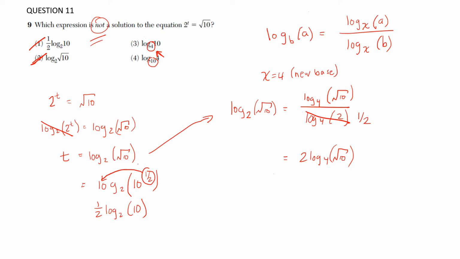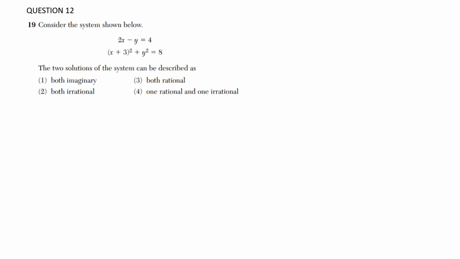And just as before, as we did over here, by that same reasoning, using the log rules, this 2 can come back up here as an exponent. So we'll have log base 4 of the square root of 10 squared, which is simply log base 4 of 10, because the square cancels the square root. That is answer choice 3, so that is still a solution to the equation, and by process of elimination, we have answer choice 4. All right, question 12.